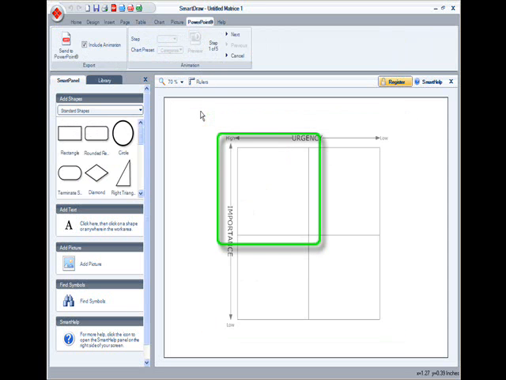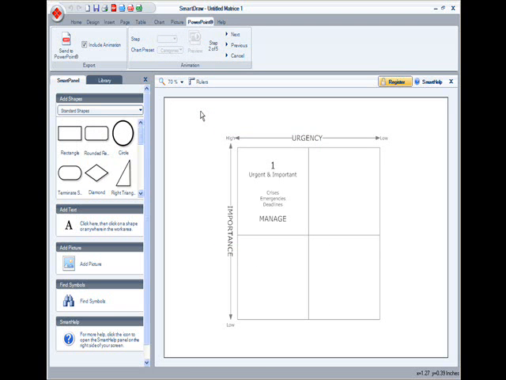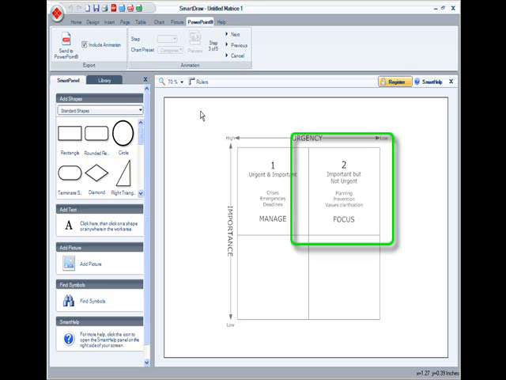Let's take a look at the first quadrant. These are things that are both urgent and important. Typically, these include a crisis. These are the first things you should take care of, and you should manage these tasks. In the next quadrant, you have tasks that are important, but not that urgent. These are the areas where you should put most of your focus. So if you're not dealing with a crisis, this is where you should be focusing your energy.